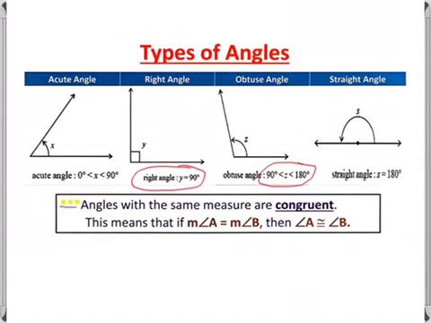An important piece of information here, angles with the same measure are congruent. This means that if the measure of angle A equals the measure of angle B, then angle A and angle B must be congruent.